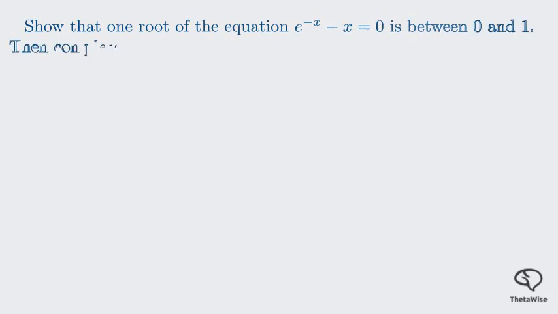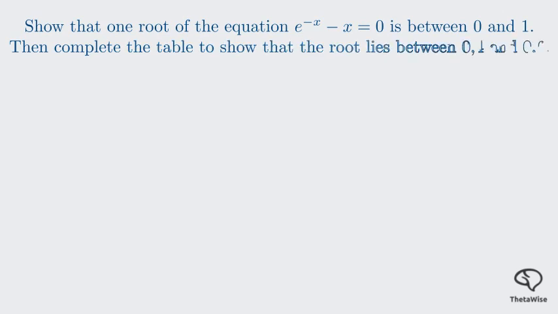Here's the question. We need to show that a root for the equation e to the power of negative x minus x equals 0 lies between 0 and 1, and then show it's between 0.4 and 0.6. First, let's define our function, f of x, as e to the negative x minus x. Now we will evaluate the function at x equals 0 and x equals 1 to check for a sign change.